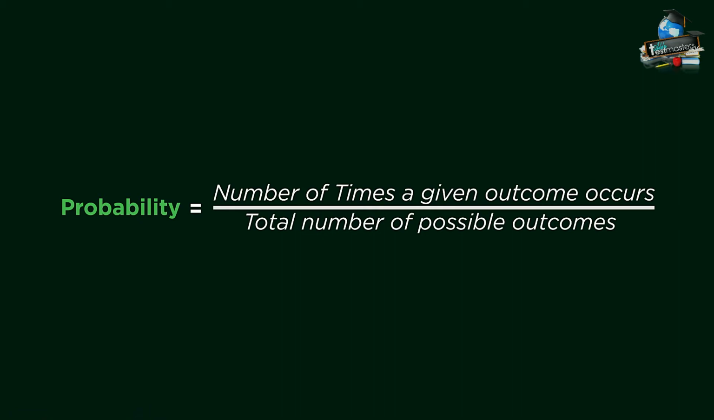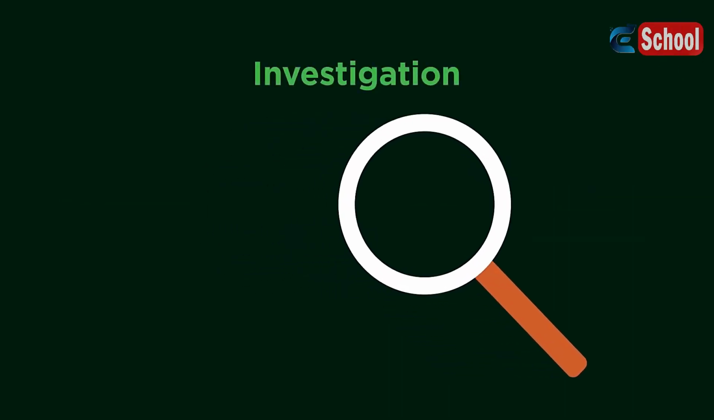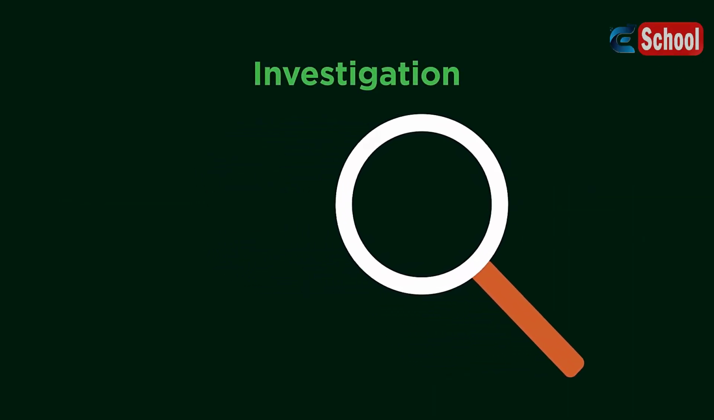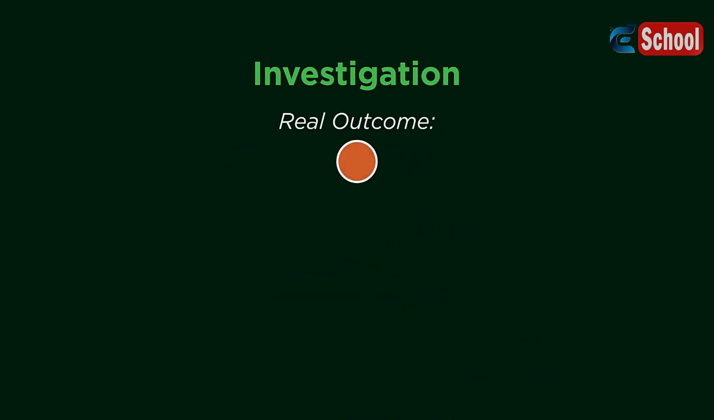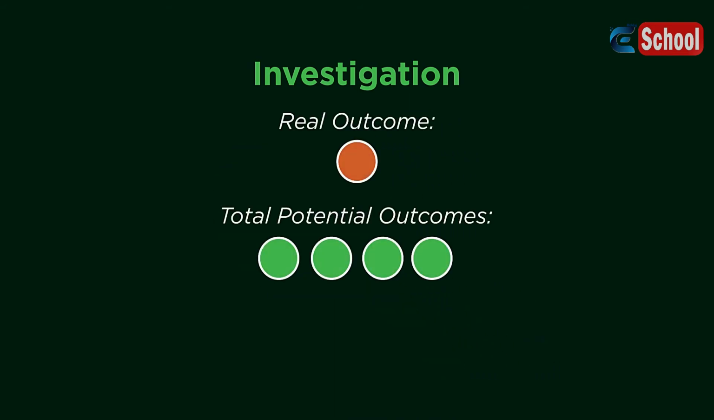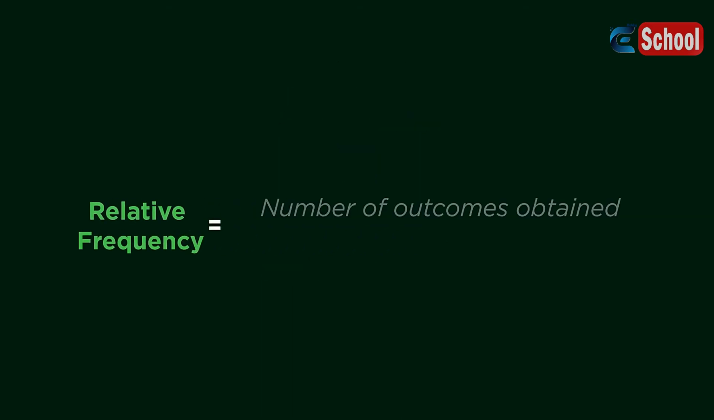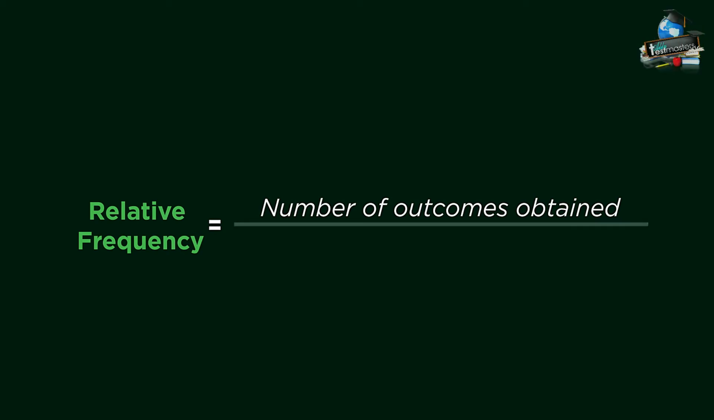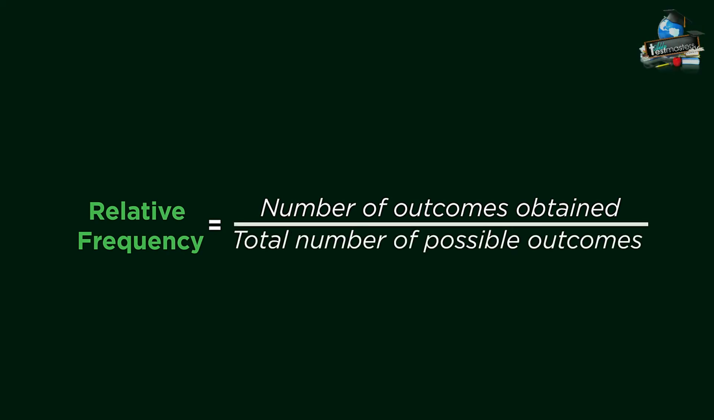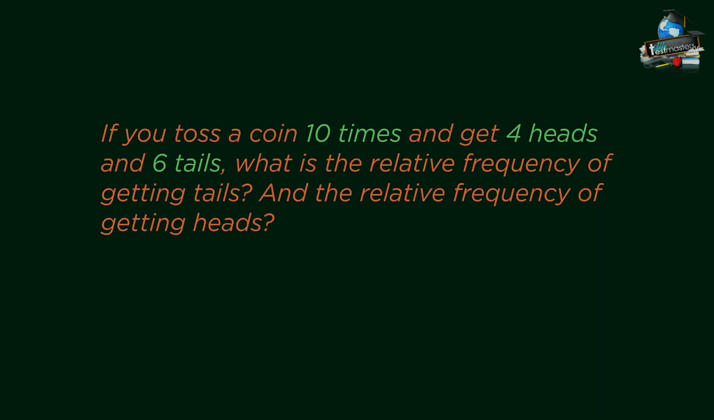Sometimes it will occur that it is difficult to find the probability of an event happening. You can then do an investigation to calculate probability. When investigating, you compare the real outcome of a given event with the total number of possible outcomes. This can be done by calculating the relative frequency of a given outcome. The relative frequency of an outcome is the ratio between the number of outcomes obtained and the total number of possible outcomes.